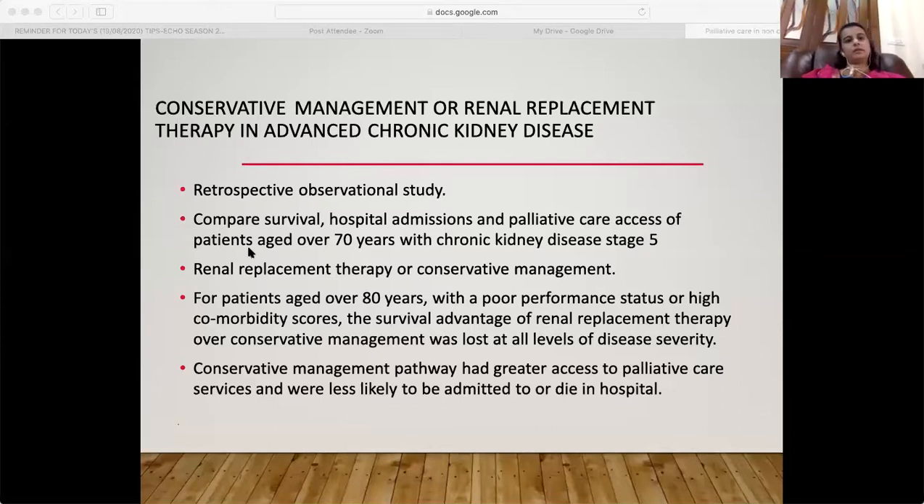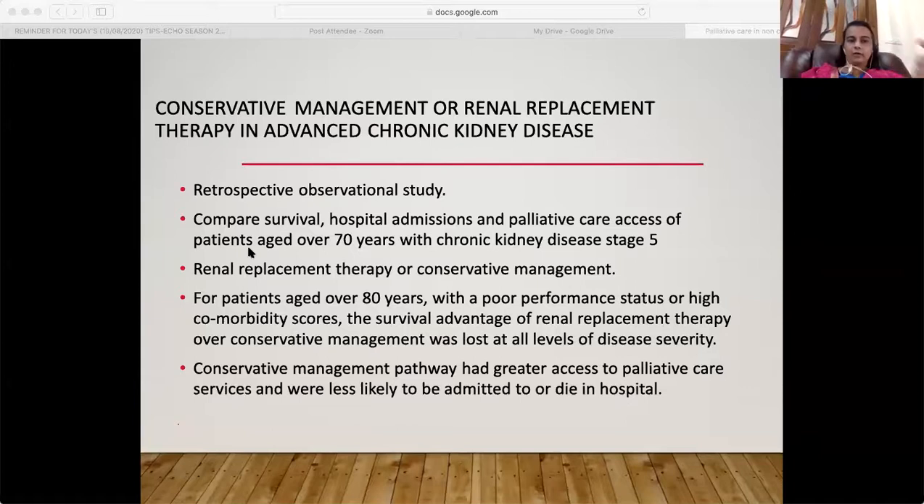Those patients who went the conservative route had regular follow-up with the palliative care physician. Whenever they had issues, they did not go to hospital, they went to hospice. They had regular input from the palliative care team, and regular symptom management also. So what they found was that such patients actually lived even longer if they were above 80. The survival advantage of dialysis is lost when you're above 80.